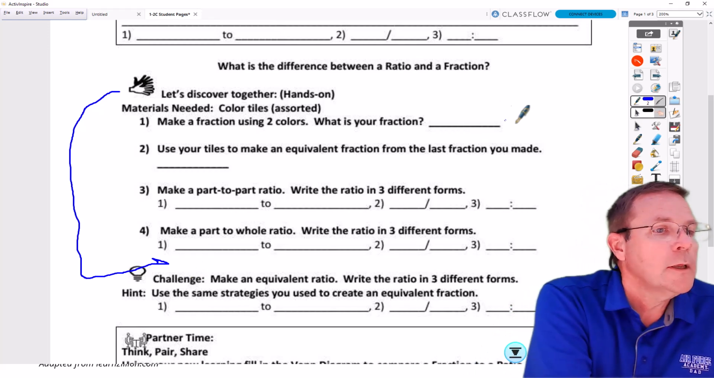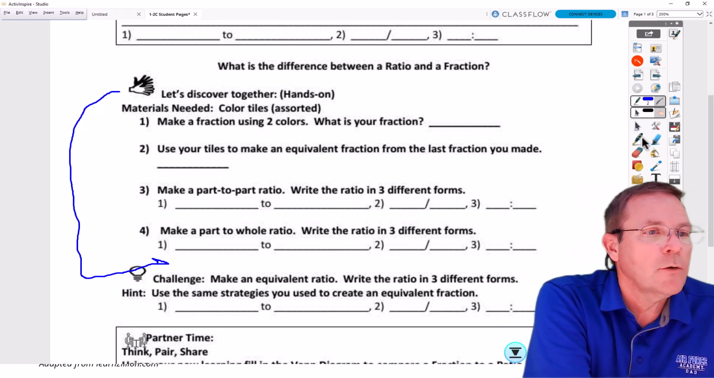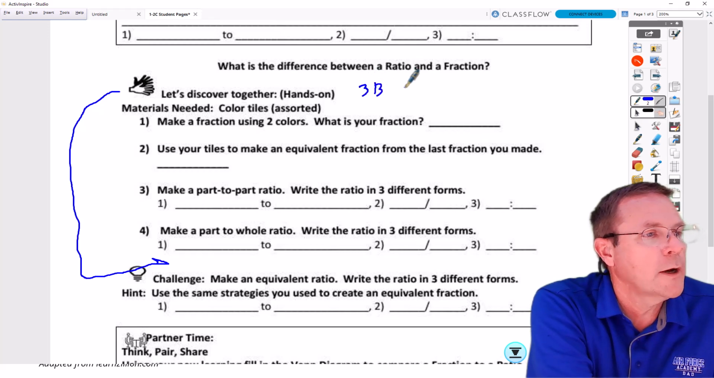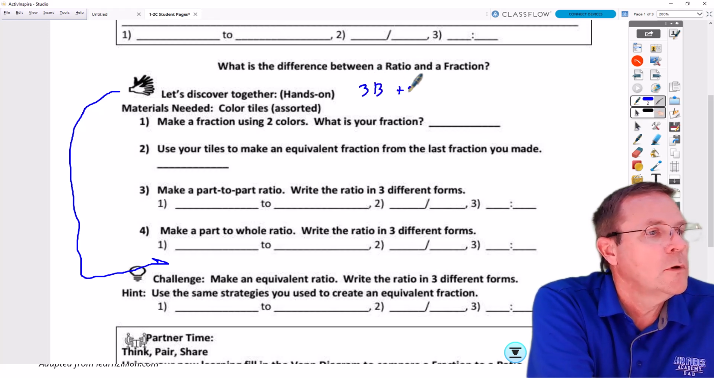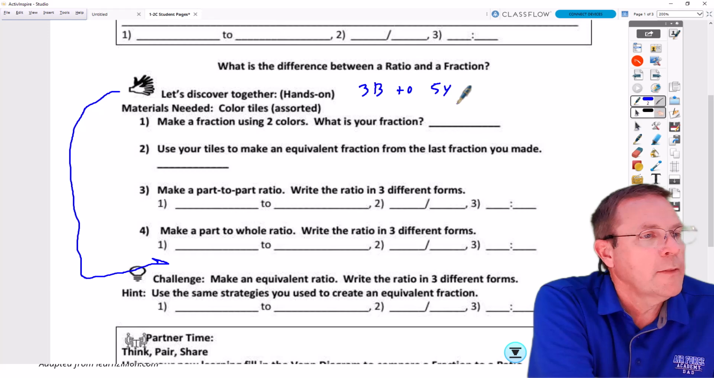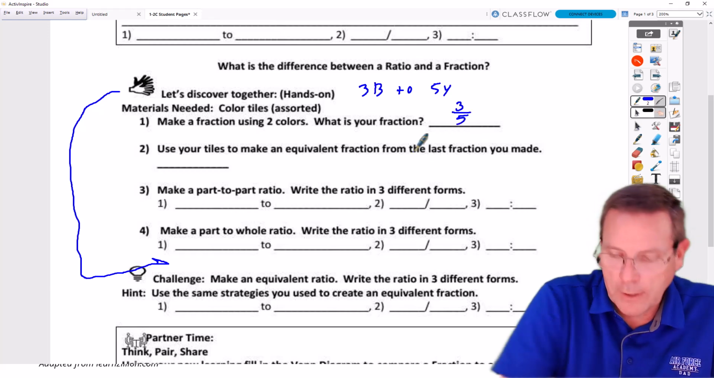Now I'm going to do mine, and I don't have color tiles with me, but let's just say I ended up with 3 blue tiles to 5 yellow tiles. Then, if I was to make a fraction with that, that would become 3 over 5. That would be the fraction version.